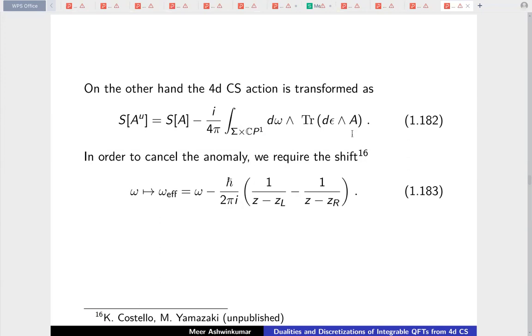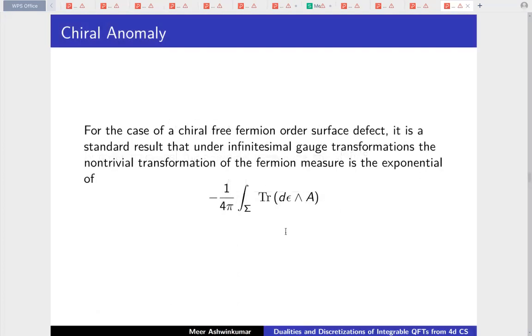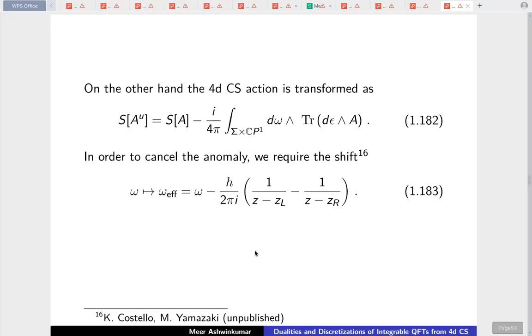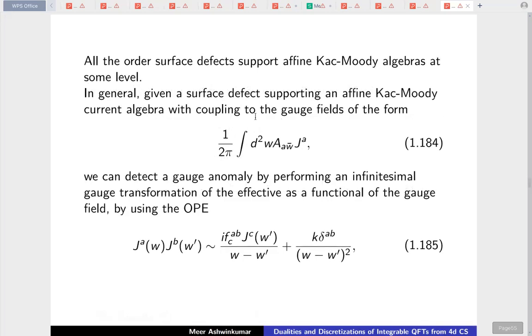It is an unpublished result of Costello and Yamazaki that if we shift omega by this quantum correction here, where z_L and z_R are the positions of the chiral and anti-chiral surface defects, then gauge invariance is restored, right? Because the non-trivial variation given here coming from the chiral and anti-chiral surface defects will cancel the non-trivial variation coming from this term over here. And then you restore gauge invariance.